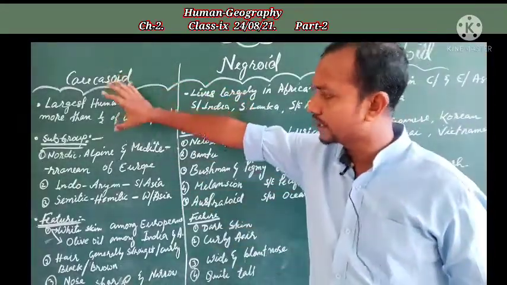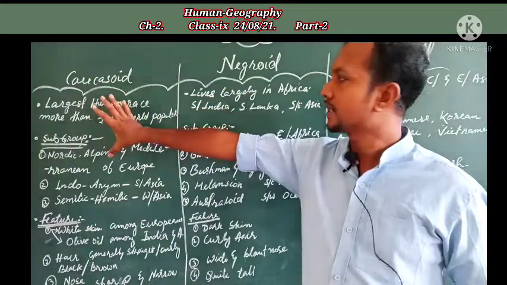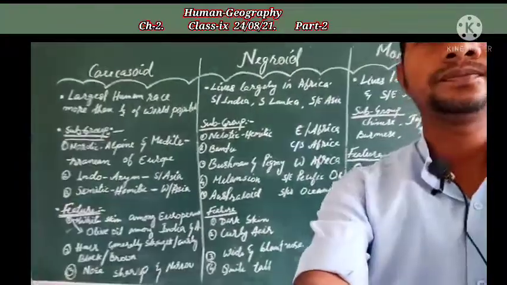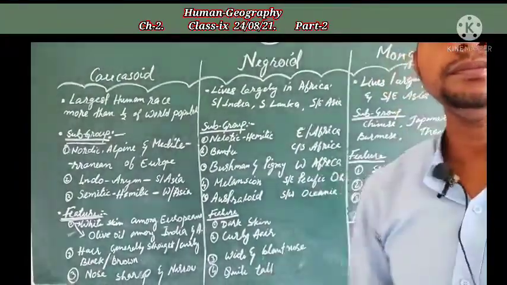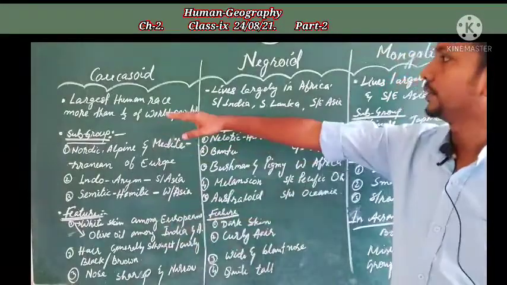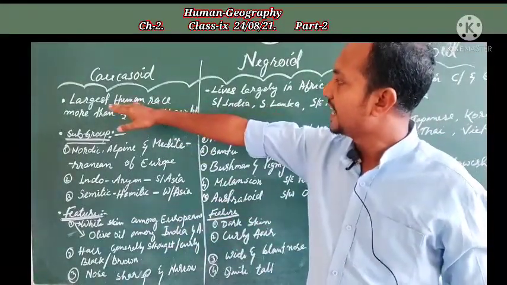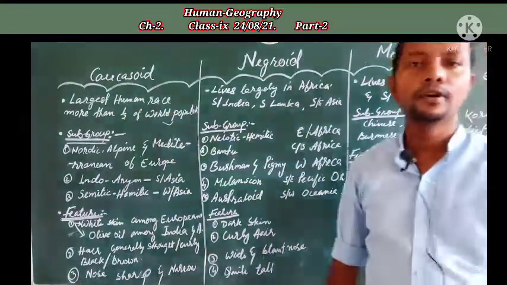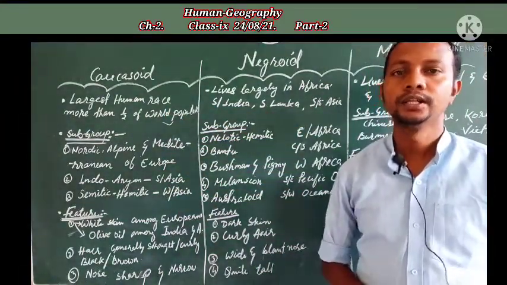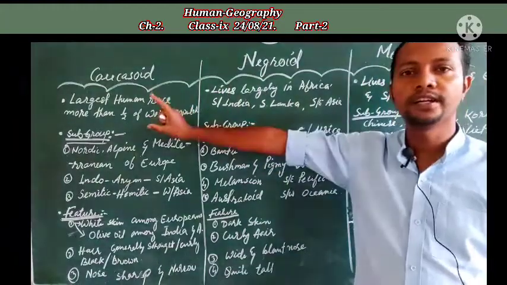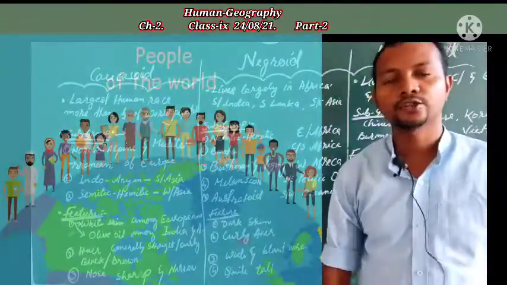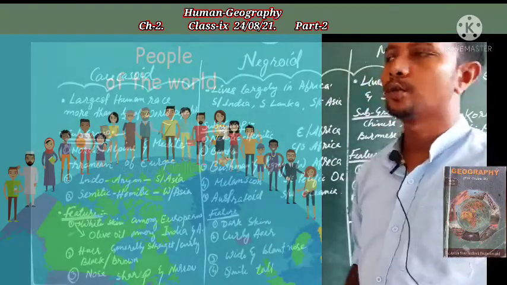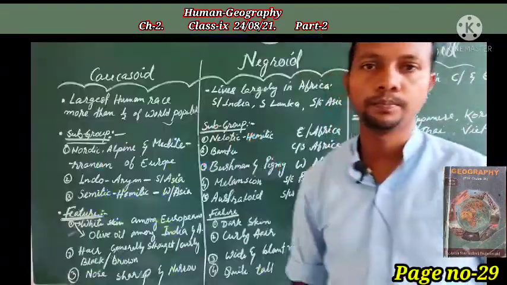We are starting from the Caucasoid, so we can fully focus on that. This will be better for you all. Caucasoid: the first point is that it is the largest human race, with more than half of the world population. This particular group of the human race is the largest one in the world, and more than half of the people of the world's population belong to this particular group.